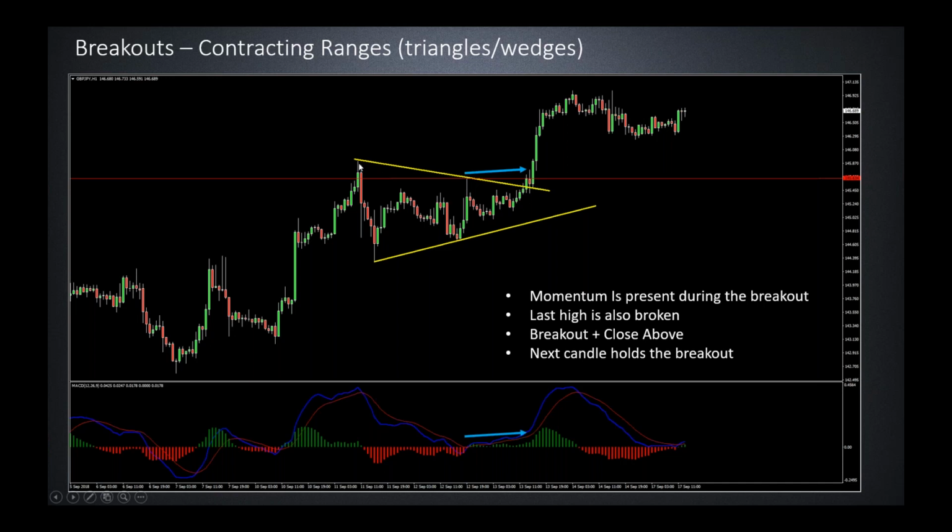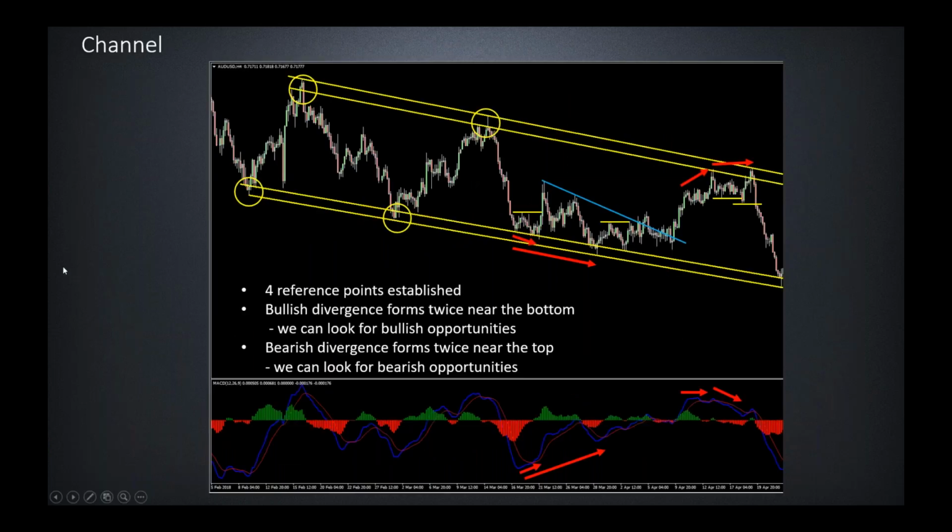Next one, channels. What do we have? 4 reference points: high, low, low, high. At that stage, we do know that we're trading inside this channel, and this is again a diagonal range.